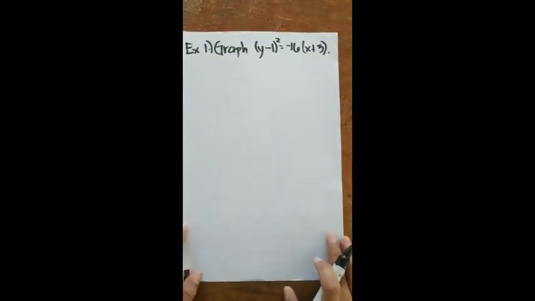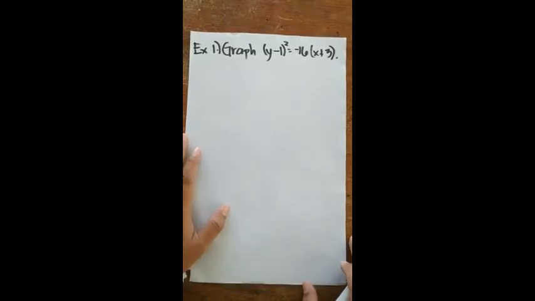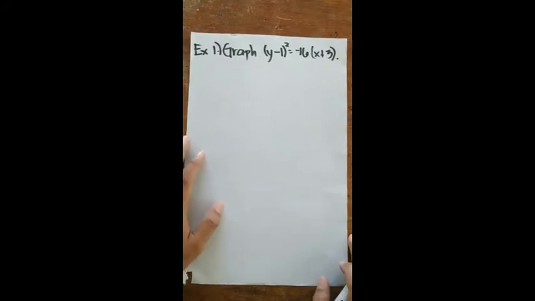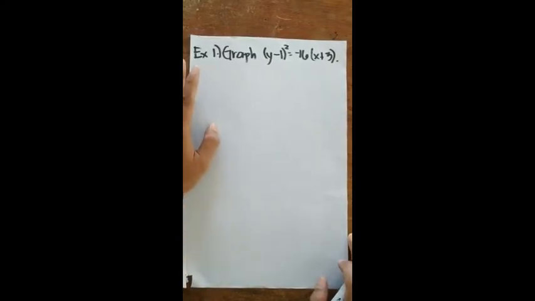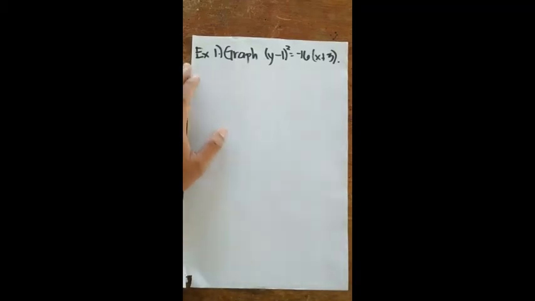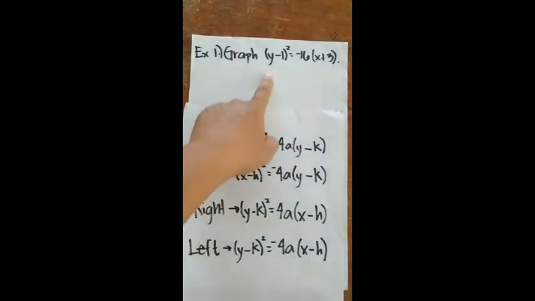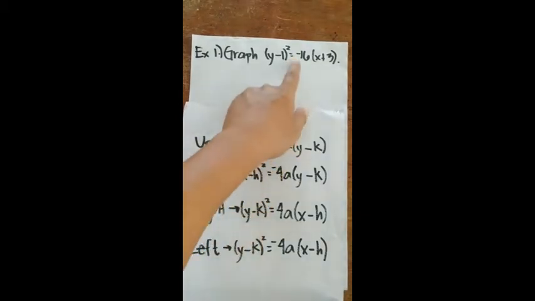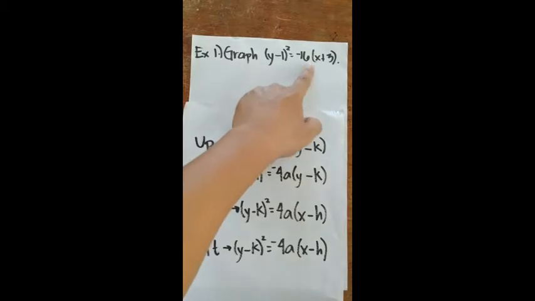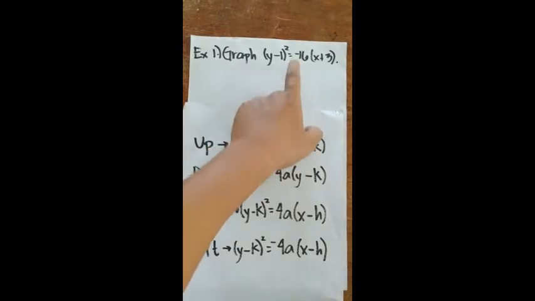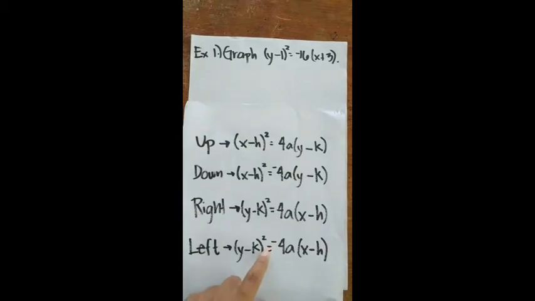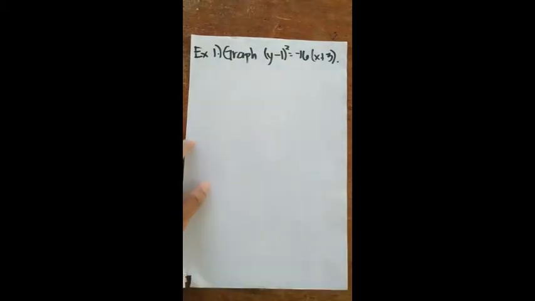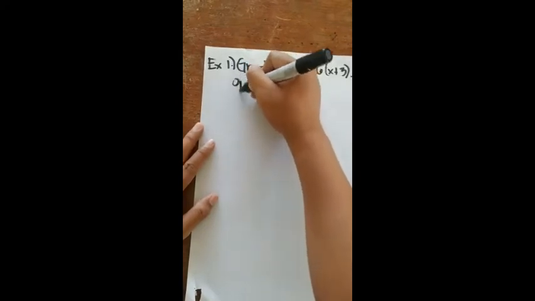So let's start with our first example. Graph (y − 1)² = −16(x + 3). The first step is to know where the opening is. As we can see, we have y − 1, so we have y, so it could be right or left. Next we look at the sign of 4a. Here we have a negative, so it is opening to the left.